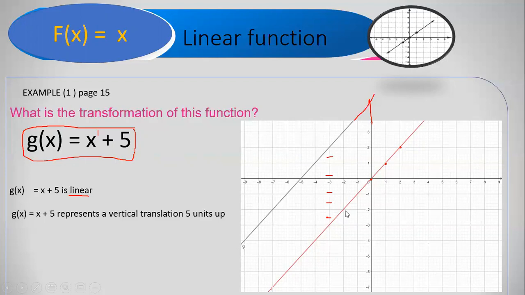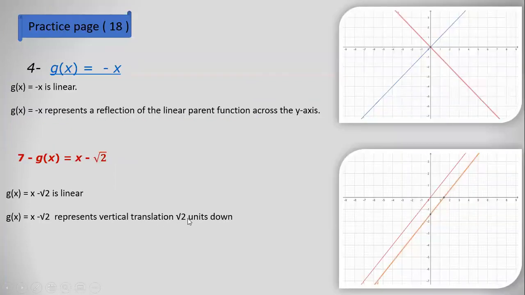What is the change between the original and the new graph? Does it move up or down? It moves up. How many units? Count: 1, 2, 3, 4, 5. So it moves up 5 units. If I say move up, it is vertical. So it is a vertical translation, 5 units up. We studied this before in the lesson. If we add or subtract, we have a translation. By using the graph, it is a translation 5 units up.